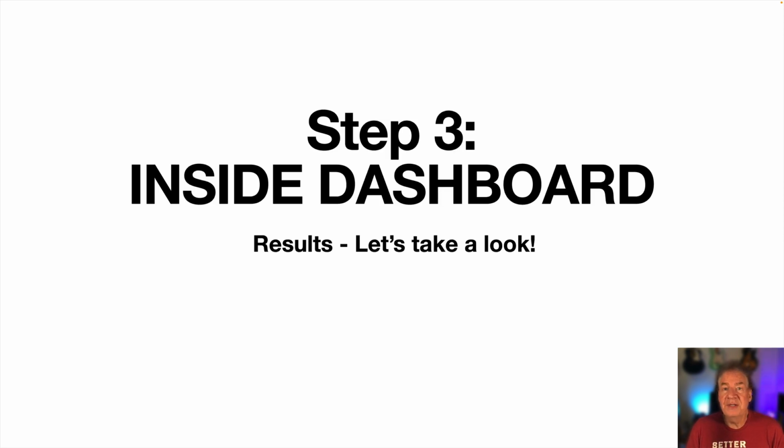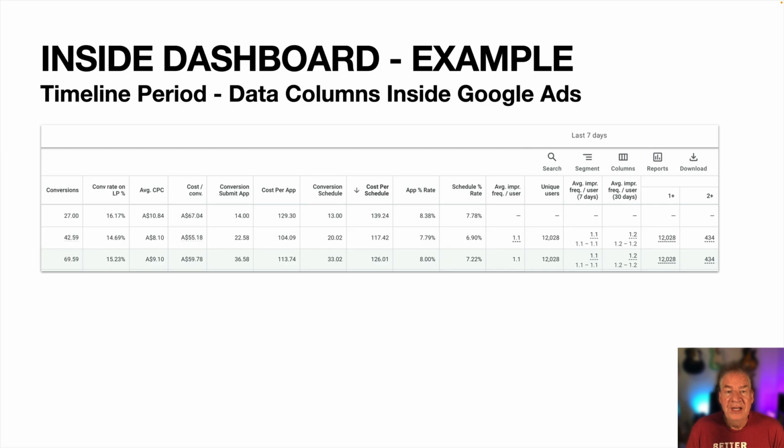And step 3, so this is the final results dashboard. Here's what it ends up looking like. So this is a timeline period for the last 7 days in this example. And here we can see the conversions on the left-hand side, the conversion rate on the landing page, not too bad. 1614, this is actually YouTube and search ads in this example. Click cost, cost per conversion, but here we go. Conversions for submitting apps, all right? Cost per app, conversion schedule, cost per schedule, application rate, meaning percent rate, schedule percent rate.